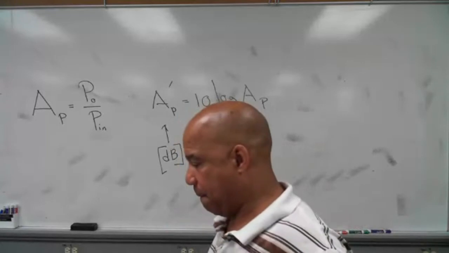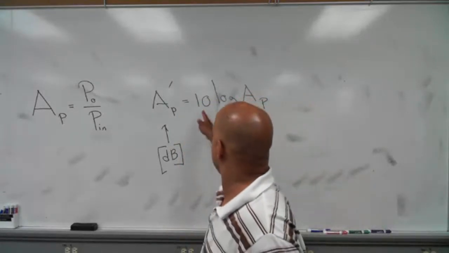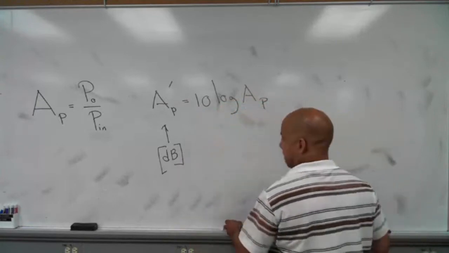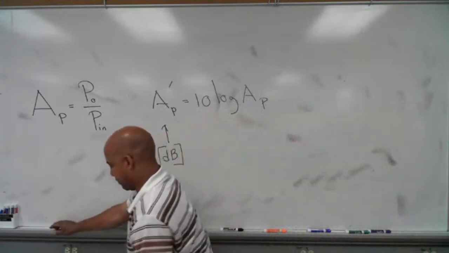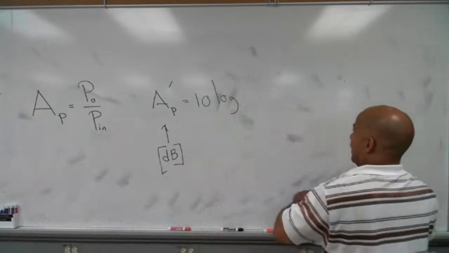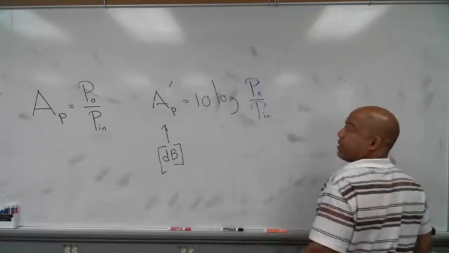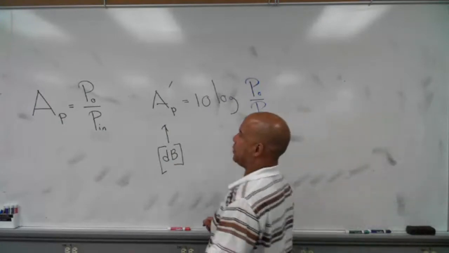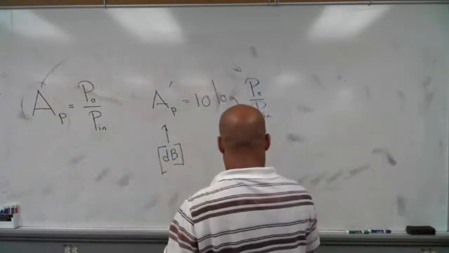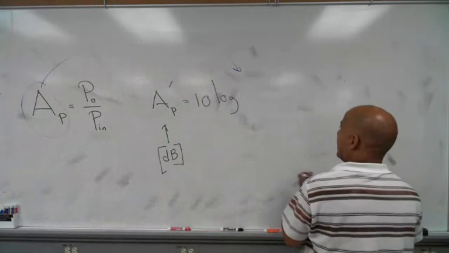That to go from a regular gain to a dB gain, if it's power, it's going to be 10 log the regular gain. Now, remember what the regular gain is. If I erase this, this really is just P out over P in, like that. I just substituted this in for that. And I wrote it like this.